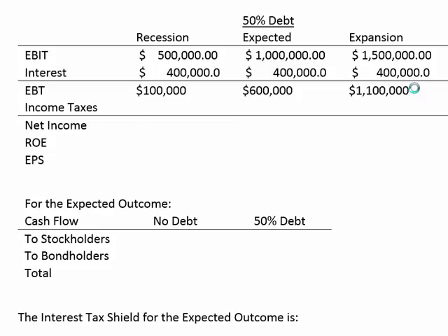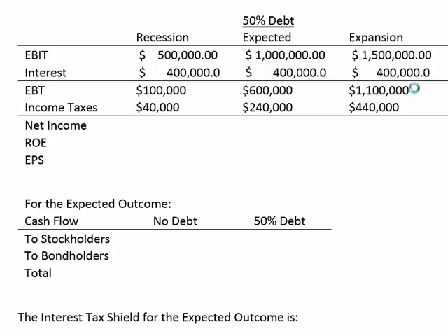My income taxes then are 40% of my EBT. So 40% of $100,000 is $40,000. 40% of $600,000 is $240,000. And then 40% of $1.1 million is $440,000. So again, I'm just taking 40% of my EBT.